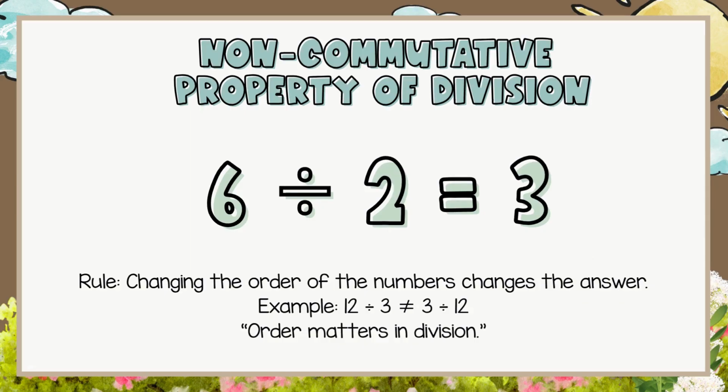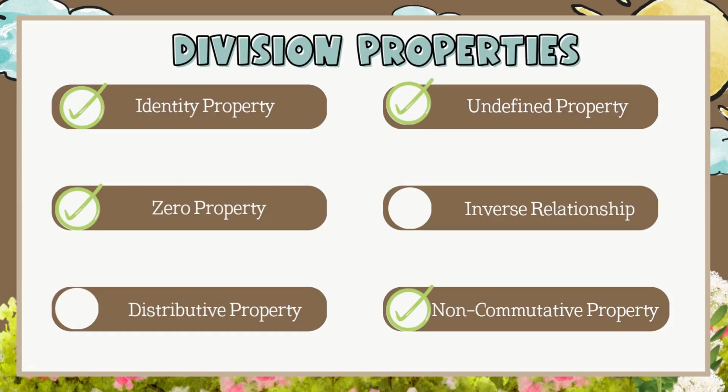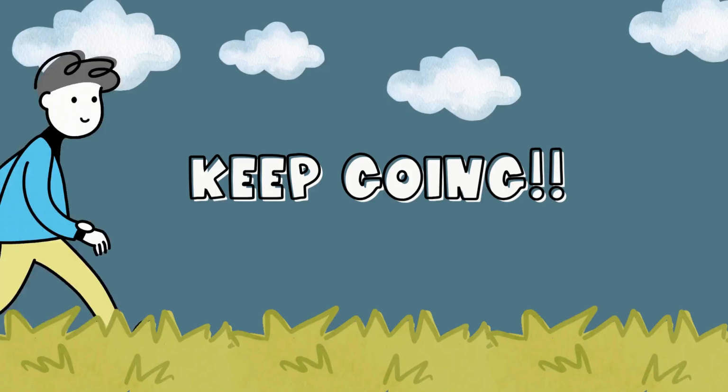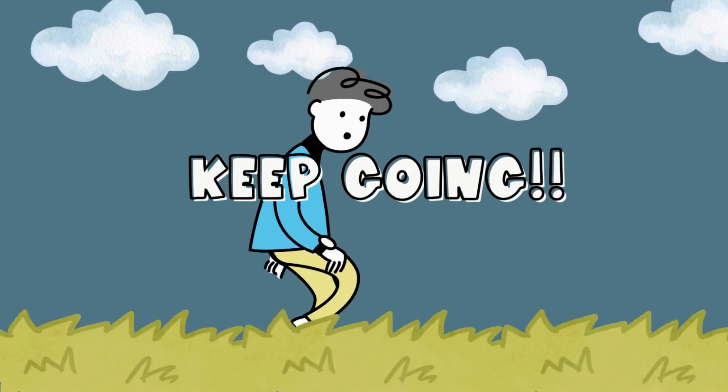So again, the rule states that changing the order of the numbers changes the answer. For example, 12 divided by 3 does not equal the same thing as 3 divided by 12. In division, the order matters. So now you've learned non-commutative property. Let's keep going.